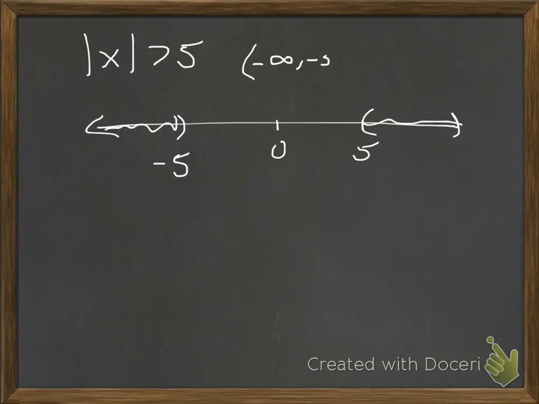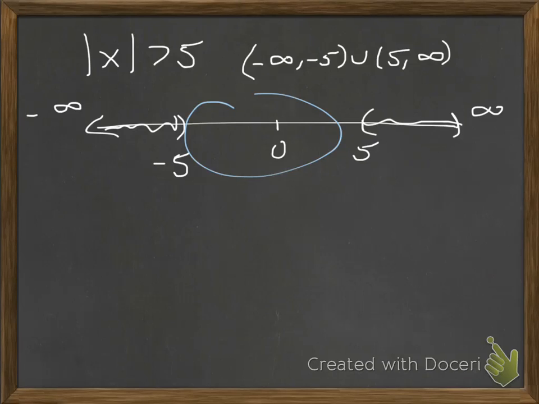And we have 2 pieces, so we go from negative infinity to negative 5, and then we have a union to jump over, which means OR. So we don't want to be in this stinky area around 0, and then 5 to infinity.